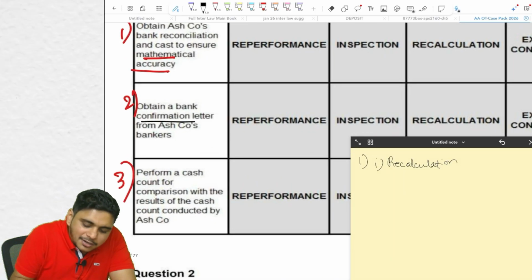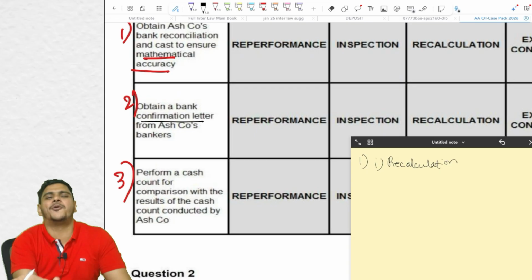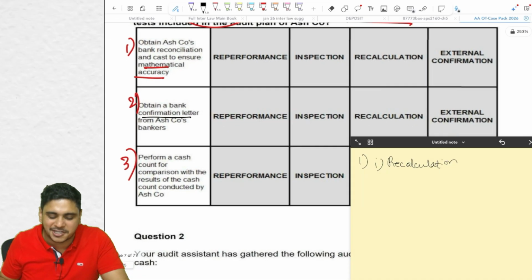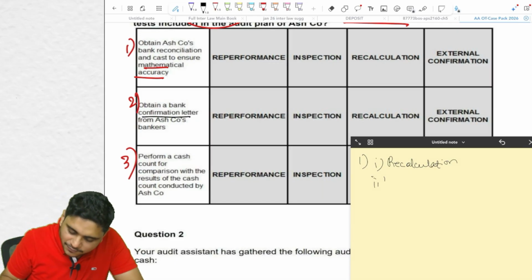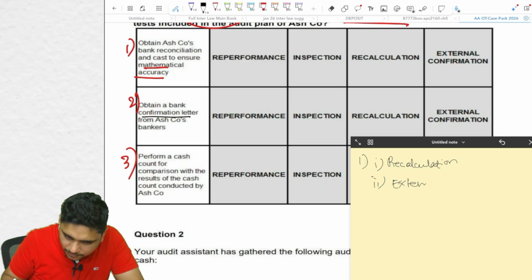Second, obtain a bank confirmation letter. This is so simple, sir. You are taking bank confirmation. Sir, confirmation it is. So this second one is what? External confirmation.